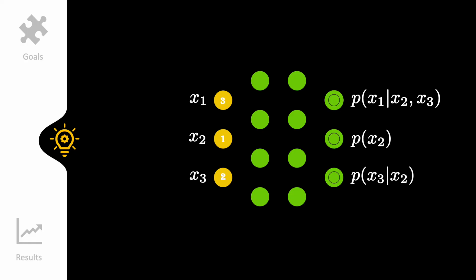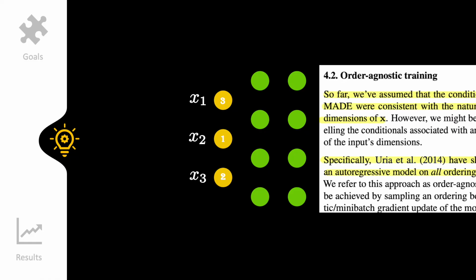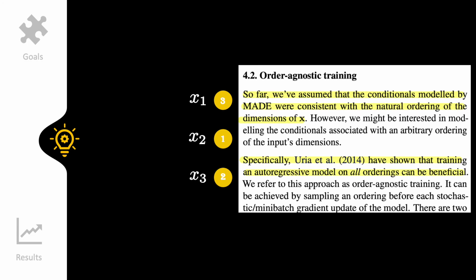So the first step in the algorithm is to randomly assign a number to your input neurons. Here I have assigned 3, 1, 2. But why? Remember that in the previous section, I described that we do not know the order of the components of our input vector. The authors in this section are suggesting that for every mini batch, we will select a different order to work around this issue.